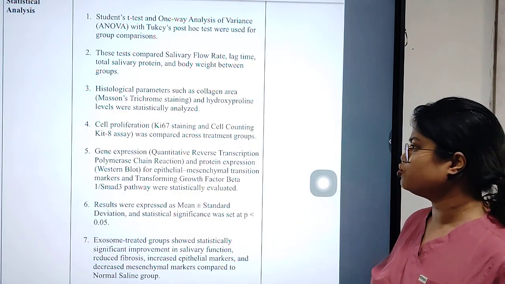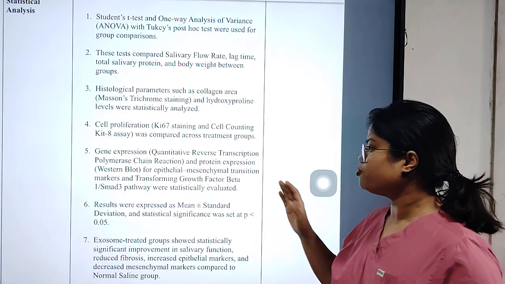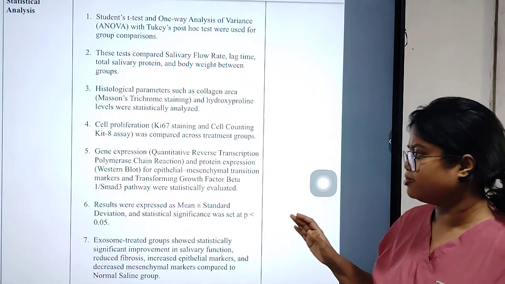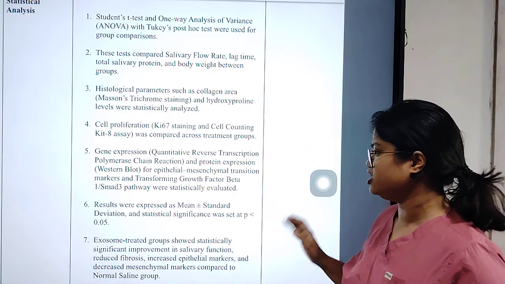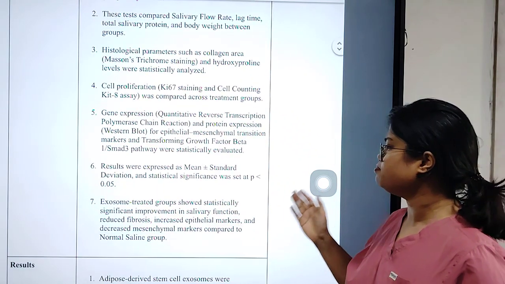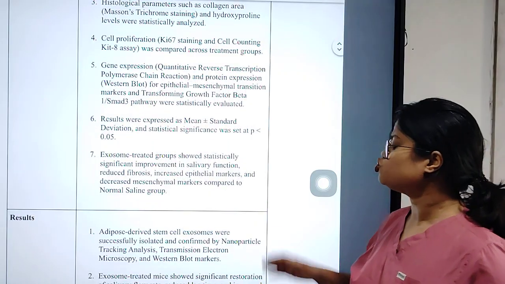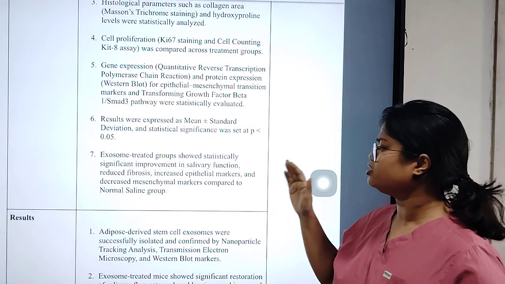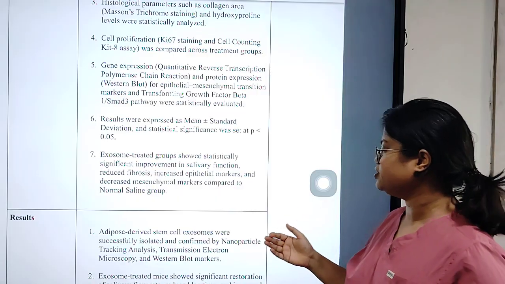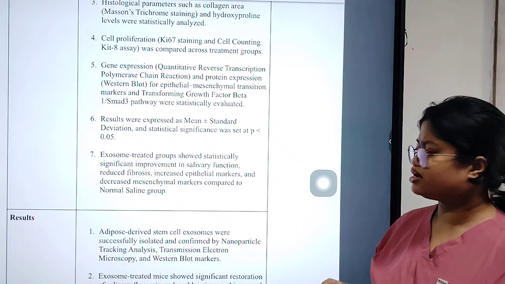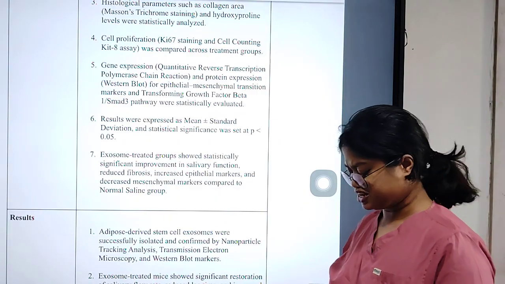compared across treatment groups. Gene expression and protein expression for epithelial mesenchymal transition markers and transforming growth factor beta were statistically evaluated. Results were expressed as mean and standard deviation, and exosome-treated groups showed significant improvement in salivary function, reduced fibrosis, increased epithelial markers, and decreased mesenchymal markers compared to the normal saline group.